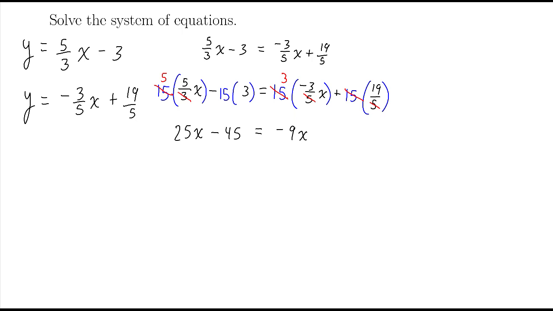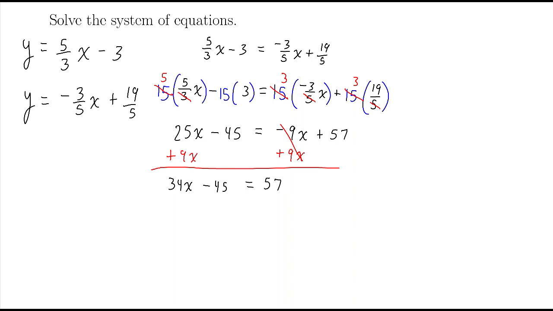15 divided by 5 is 3. 19 times 3 is 57. So this is my new equation: easier numbers to work with. Let's get rid of the variable term on the right side. It's a -9x, so I'm going to add 9x to both sides. 25x plus 9x is 34x. Bring down the -45 equals 57.